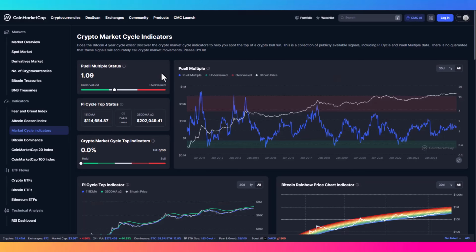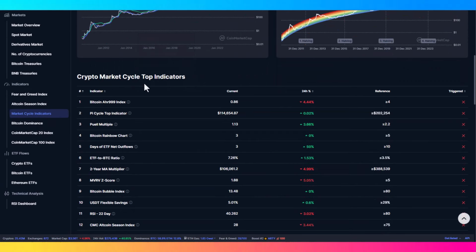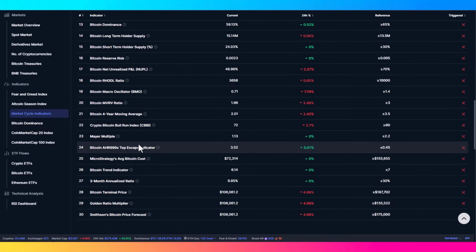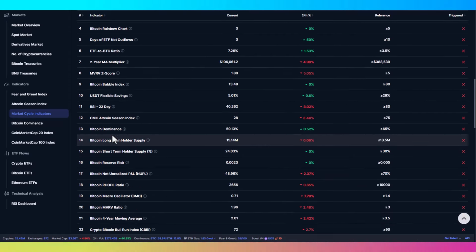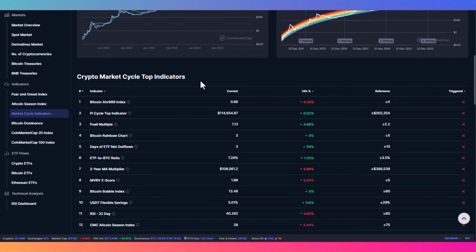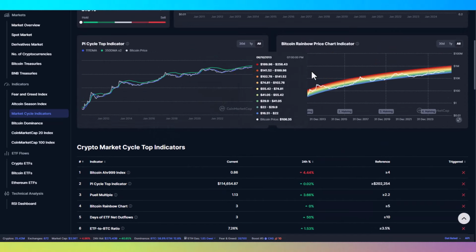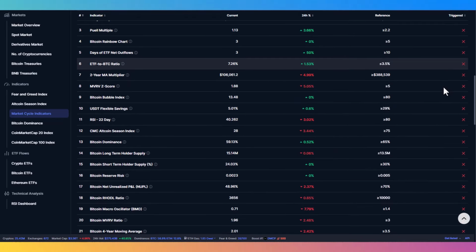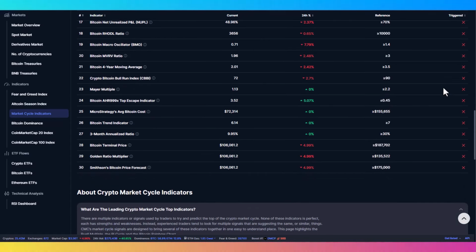That's worth noting. The other thing here, and again, I showed this to my guys, is there are 30 different market cycle top indicators. I'm over on CoinMarketCap. Their market cycle indicators, they have 30 different top indicators for Bitcoin, and some of these are alts. Not one of the 30 has been triggered. Not one.